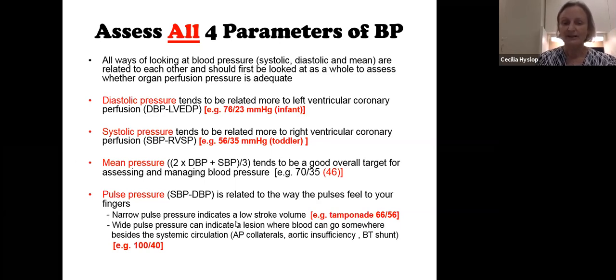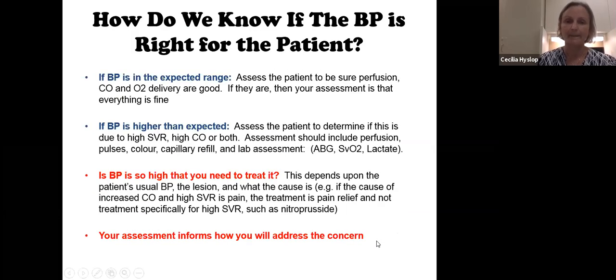A wide pulse pressure can indicate a lesion where blood can go somewhere besides the systemic circulation. So in this patient, they have a good systolic blood pressure, but a poor diastolic blood pressure. An example of that is arterial pulmonary collaterals, aortic insufficiency, or a Blalock-Taussig shunt. So how do we know if the blood pressure is right for the patient? If the blood pressure is in the expected range, then assess the patient to be sure perfusion, cardiac output, and oxygen delivery are good.